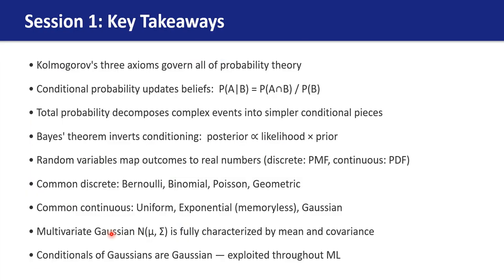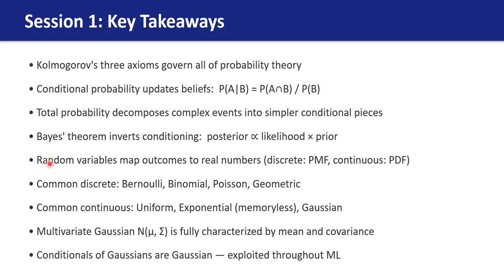Okay, let us summarize what we learned in this session. 1. Probability rests on Kolmogorov's 3 simple rules. 2. Conditional probability updates beliefs. P of A given B is the fraction of B that is also A. 3. Total probability breaks hard problems into easier pieces. 4. Bayes' theorem flips conditioning. Posterior is proportional to likelihood times prior. We saw the surprising medical test example.